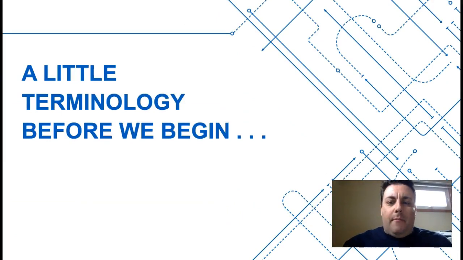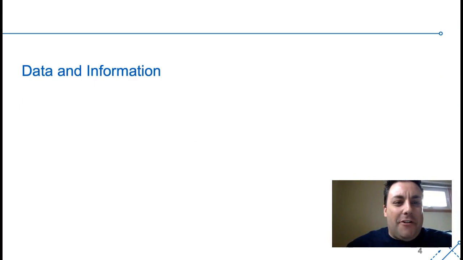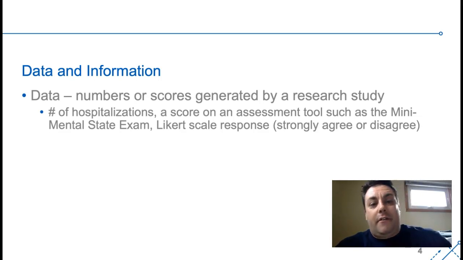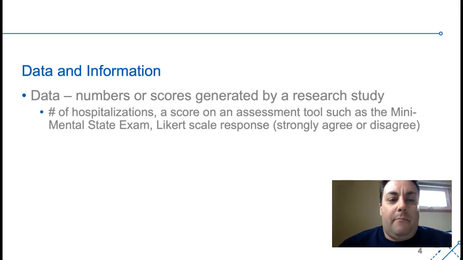So before we begin, a little bit of terminology. Data is really numbers or scores generated by a research study. We generate data during the course of single system design, right? Every time we take a measurement, that's a piece of data. So data might be something like the number of hospitalizations, or a score on some kind of assessment tool. Here I've used the Mini Mental State Exam, but the Beck Depression Inventory would be another example, or the Patient Health Questionnaire 9 would be yet another example.